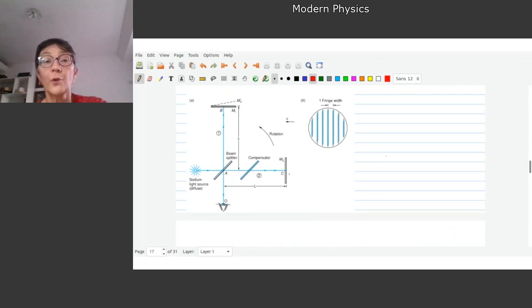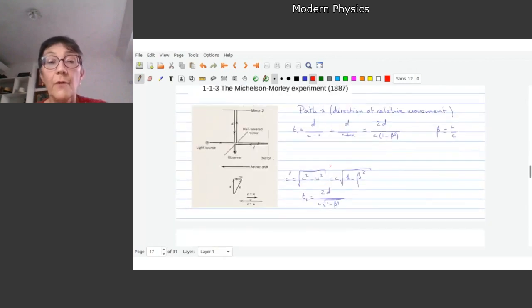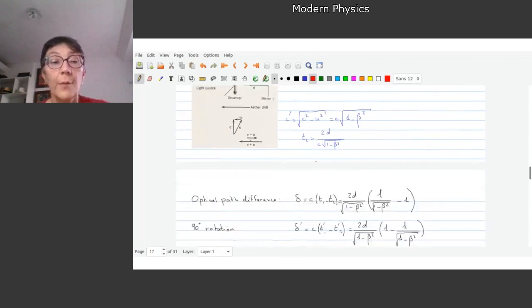For example, when you rotate the Michelson interferometer, the fringes should change, because the path which was parallel to the relative velocity will now be perpendicular, and so on. So it is a very, very, very sensitive experiment. Here there are some details: path 1, path 2.